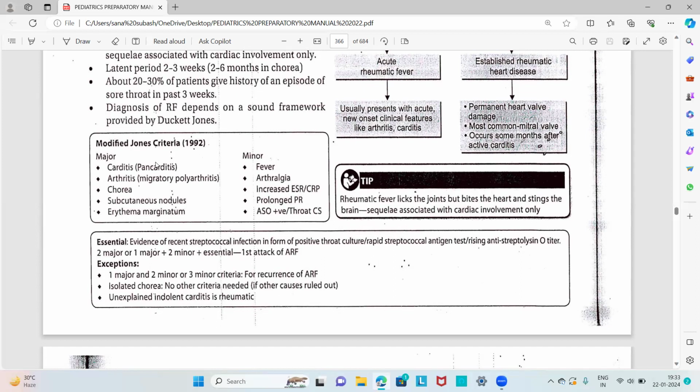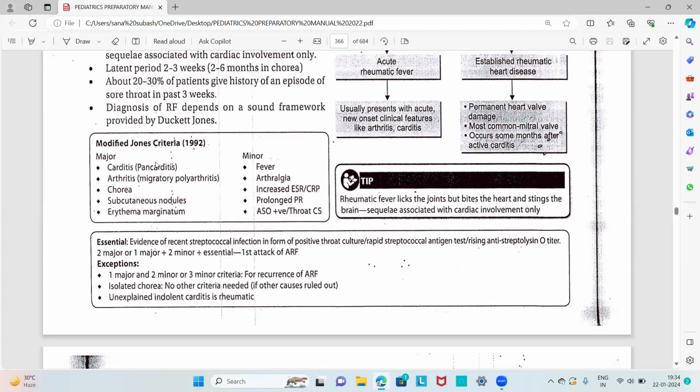Then in the minor criteria, there will be fever, that is greater than 35.8 degrees Celsius in the case of the high risk areas, and greater than 38.5 degrees Celsius in the case of the low risk areas. And there will be polyarthralgia in the case of the low risk areas, increased ESR or CRP, and a prolonged PR interval. So these are all regarding the major and minor criteria. In the low-risk population, the major criteria include carditis, clinical or subclinical, polyarthritis, chorea, erythema marginatum, and subcutaneous nodules.